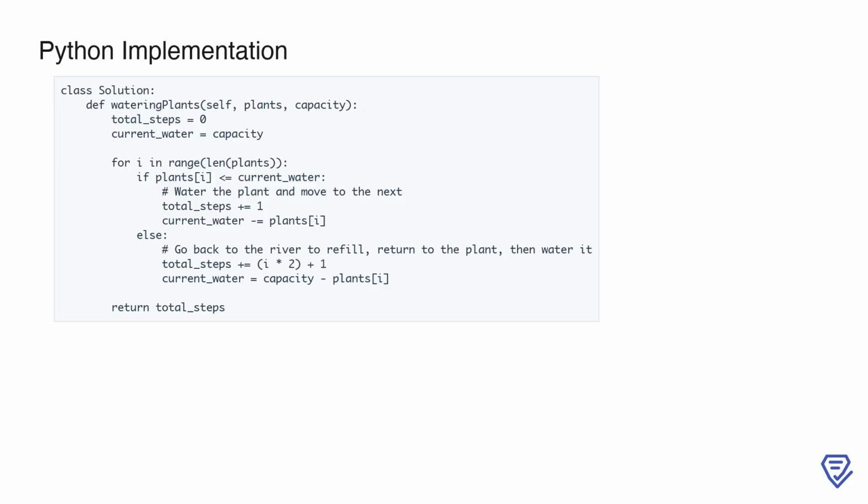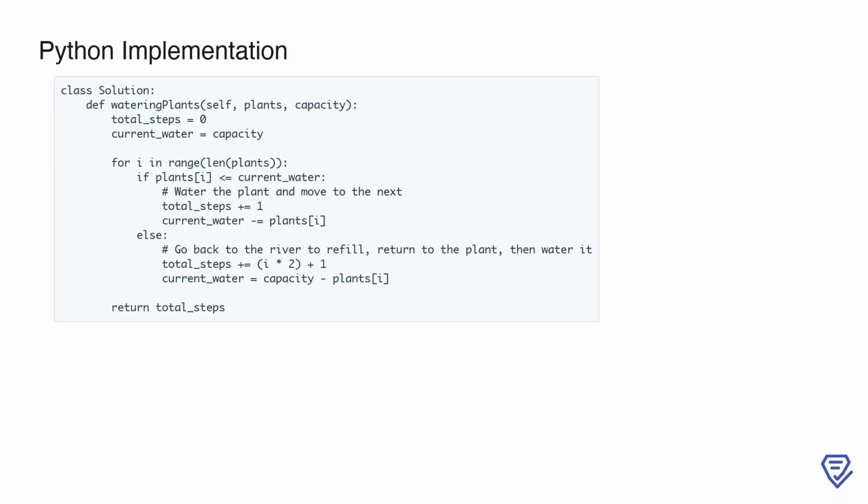The current_water is then reduced by plants[i]. If the water in the can is insufficient to water the current plant, the function calculates the steps required to return to the river, refill the can, and come back to the plant. This is done by adding i*2 plus 1 to total_steps.